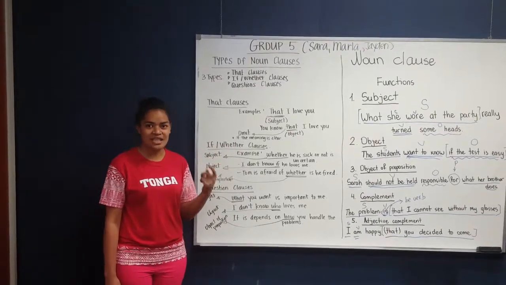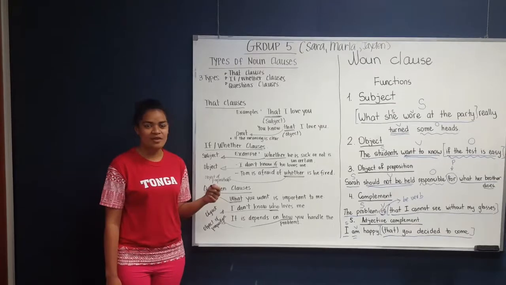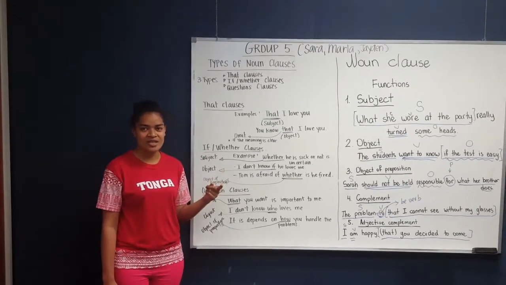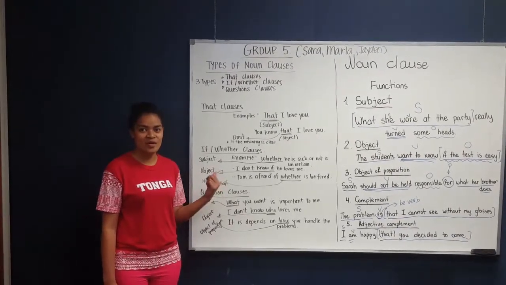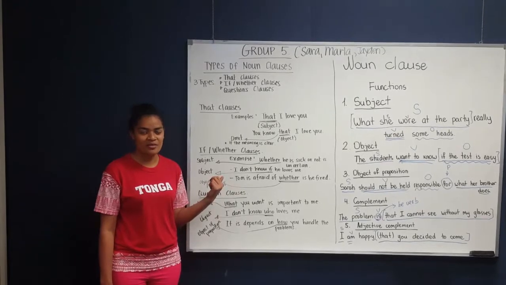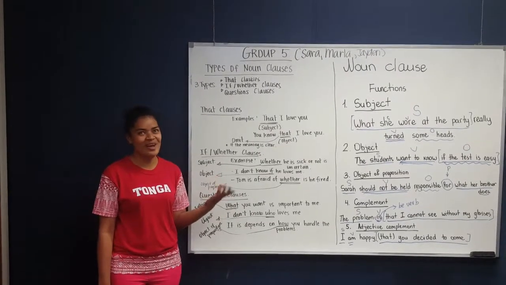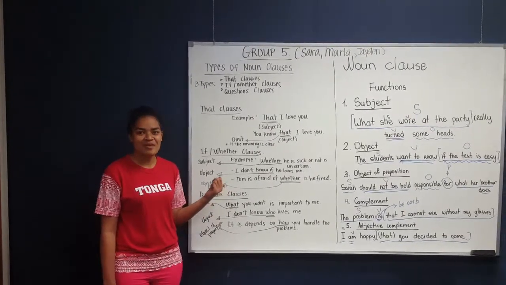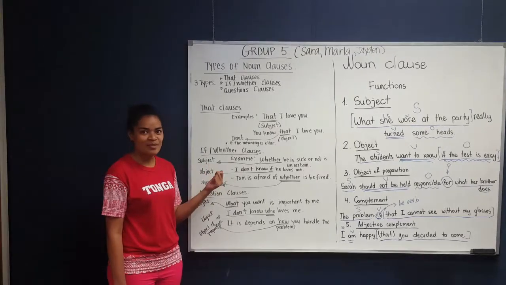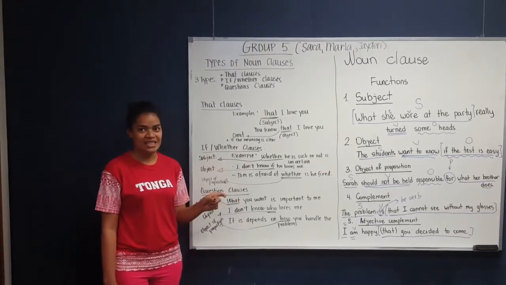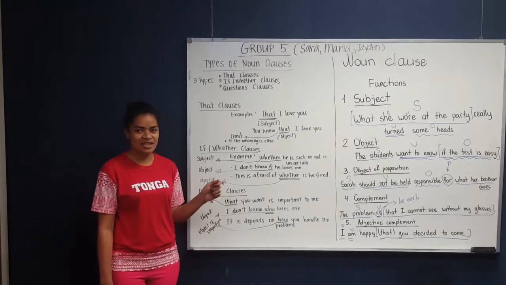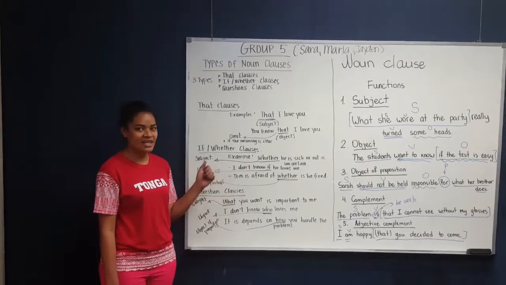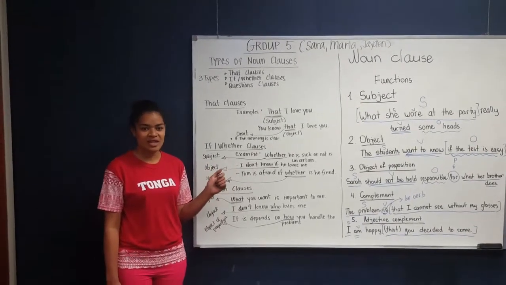The next clauses are if or whether clauses. If or whether clauses are dependent noun clauses that begin with a subordinator such as if, whatever, wherever, whether. Whether is more formal than if. For example, whether he is sick or not is uncertain. Whether in that sentence, as a noun clause, is a subject.